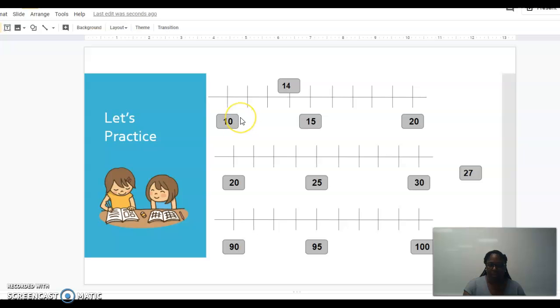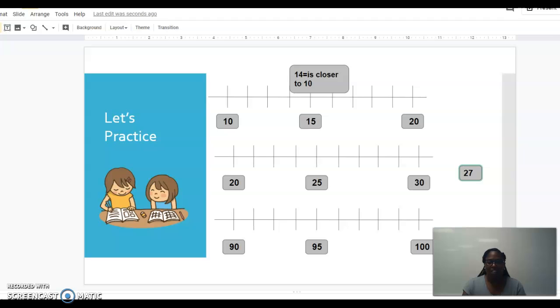Okay? Let's look at the next problem. We have 27. I want you to take a minute and see if you can figure out which 10 27 is closest to. Is it closer to 20 or is it closer to 30? Give you a minute. Now let's look at the next number.